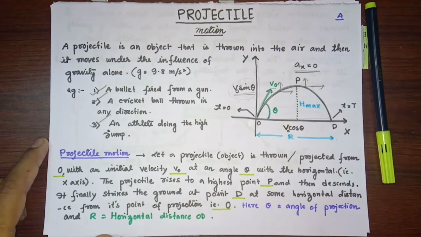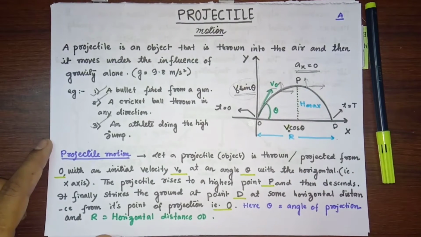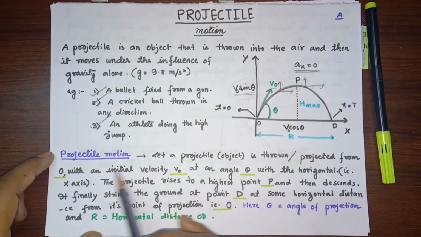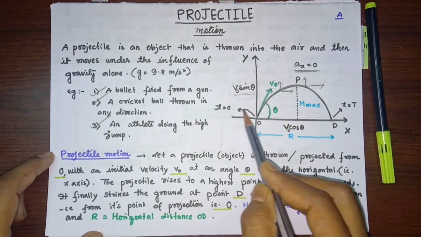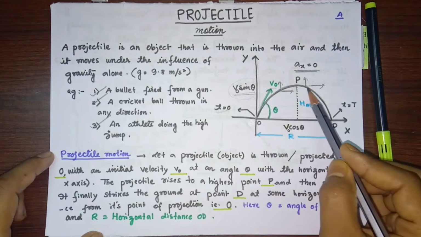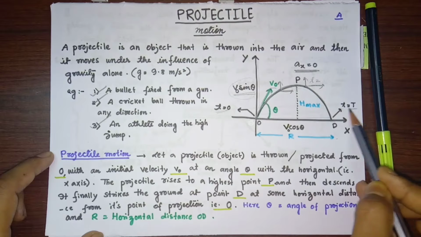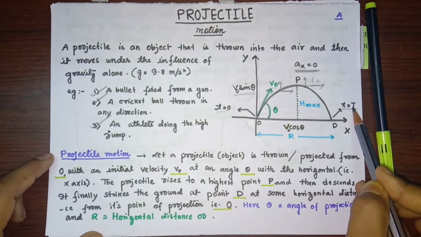Let us see what the parameters are in this motion. This is the origin, this is the instantaneous time, and this is the time of flight T, which will come later, when the journey is complete.